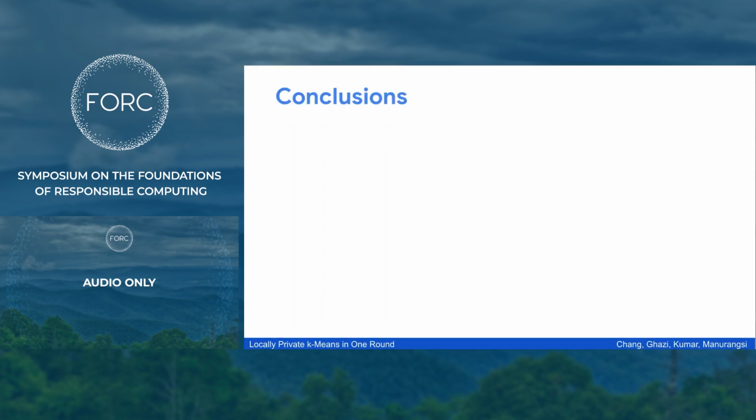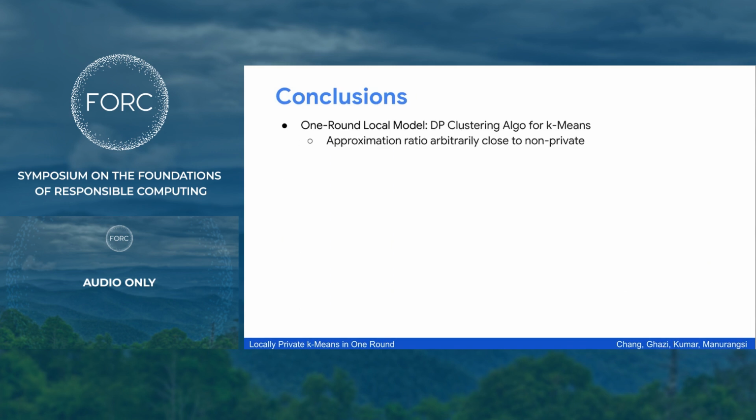To conclude here, we have presented a one-round local DP algorithm for k-means, which achieves approximation ratio arbitrarily close to any non-private approximation algorithm, and incurs an additive error of square root n times polynomial in d, k and log n. In our paper, we also show that using basically the same framework, we can also get a clustering algorithm in the shuffle model, which is a more relaxed model of differential privacy compared to the local model, but more stringent compared to the central model.